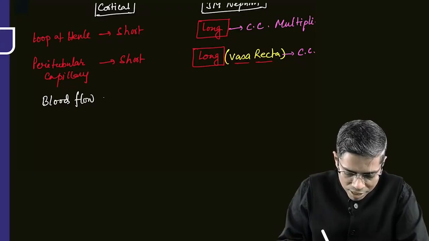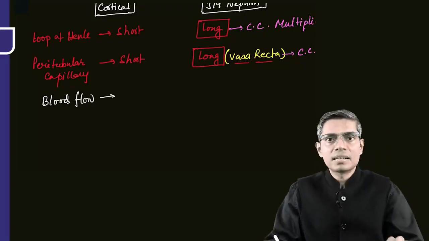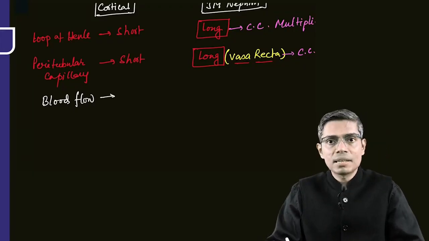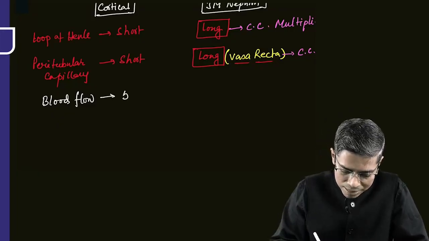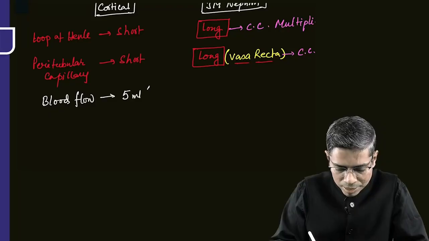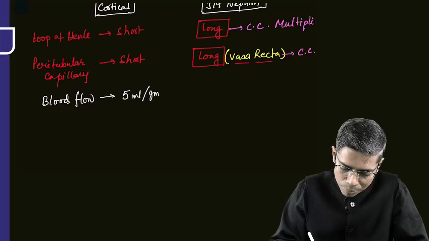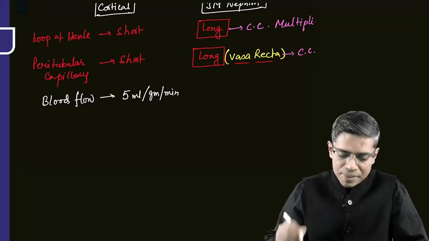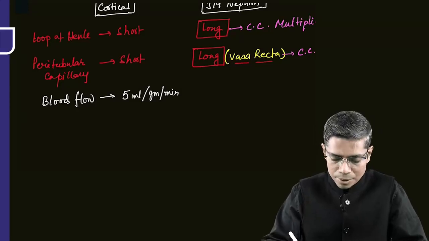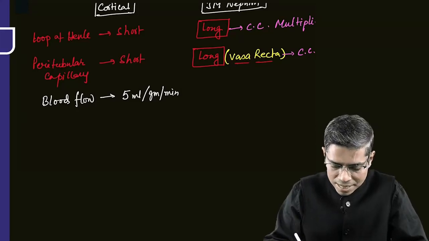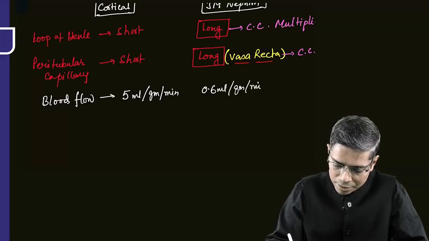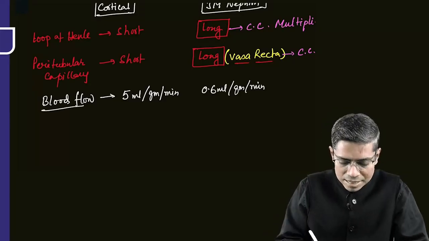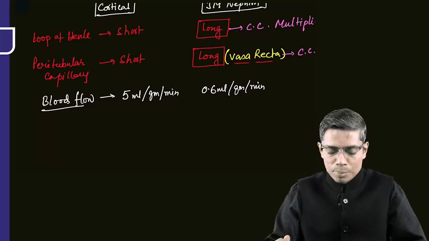You know that blood flow is high at the level of cortex. So obviously the cortical nephron will get a higher amount of blood flow. The blood flow amount given in the book is 5 ml per gram of tissue per minute. And in case of juxtamedullary nephron, this blood flow is very less, that is 0.6 ml per gram of tissue per minute, right? So cortical nephron is getting a very high amount of blood flow.